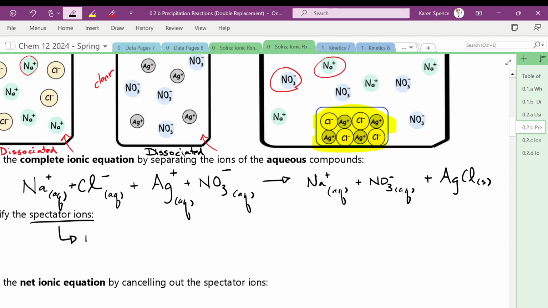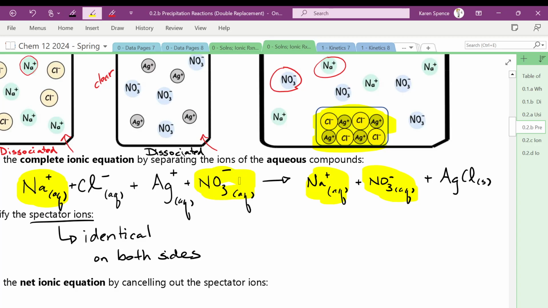Spectator ions should be identical on both sides. Are there any things that are identical on both sides here? Yeah, we got our sodium. And we also have nitrate. Okay, so we have sodium and we have nitrate. So our spectator ions are Na plus and NO3 minus. Those are our spectator ions.